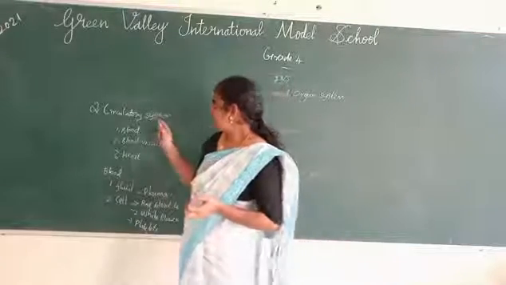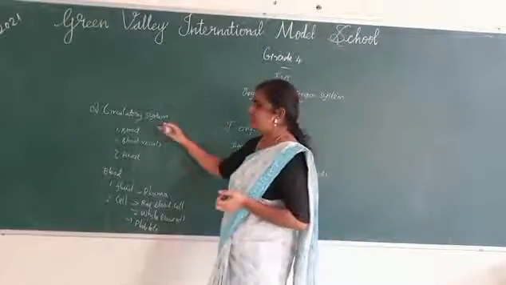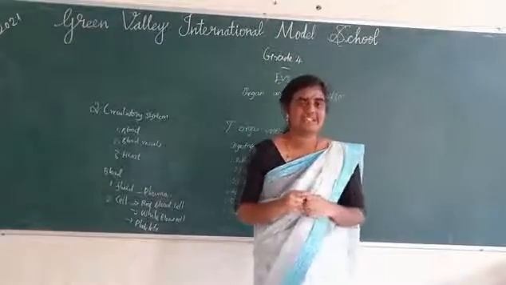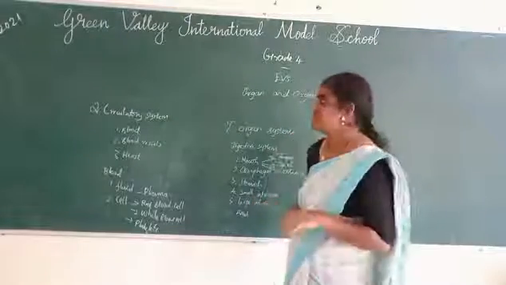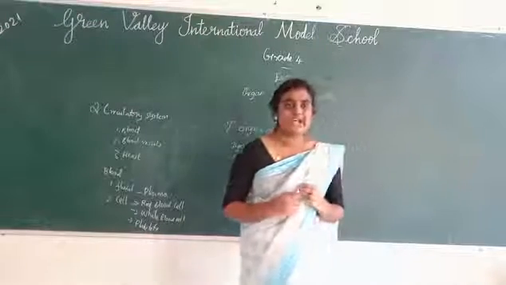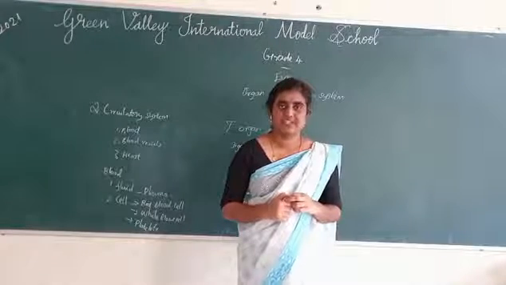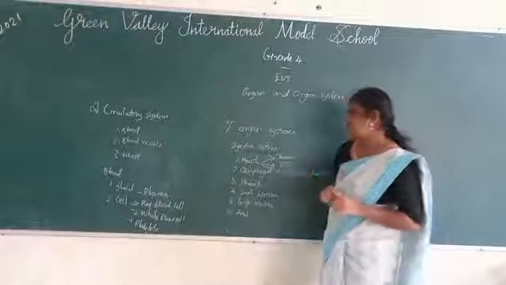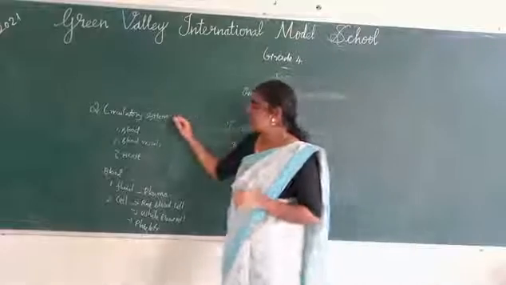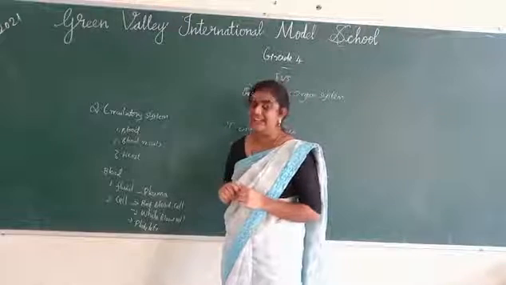So this digestive system and circulatory system work together to provide energy and nutrients to our body. The digestive system turns the food that we eat into energy for our body, and the circulatory system carries these nutrients and oxygen through blood to our entire body.